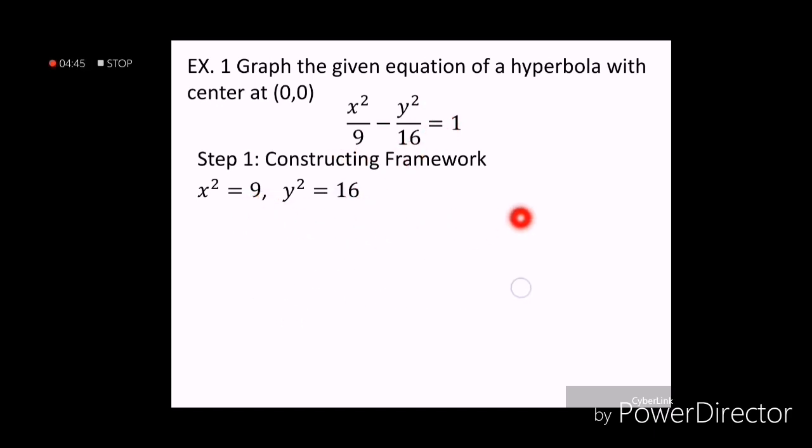So step 1 in constructing the framework, for the x coordinate, we have x squared equals 9. Need lang natin kuhanin ang number of units away from the center along the x coordinate by taking the square root of both sides. The square root of x squared is simply x and the square root of 9 is simply plus or minus 3. So we have x equals plus or minus 3. Ito yung gagamitin natin later sa pag-construct ng framework ng ating hyperbola.